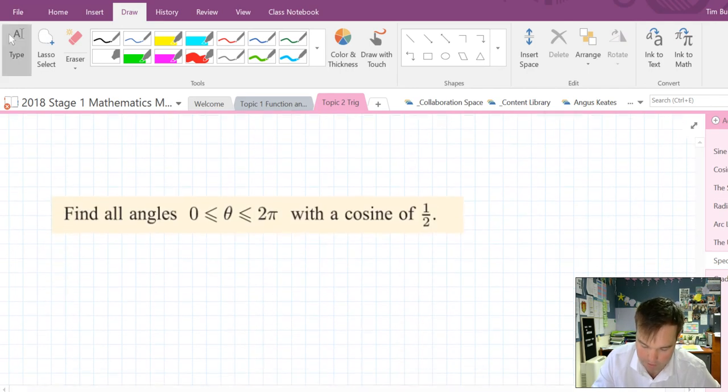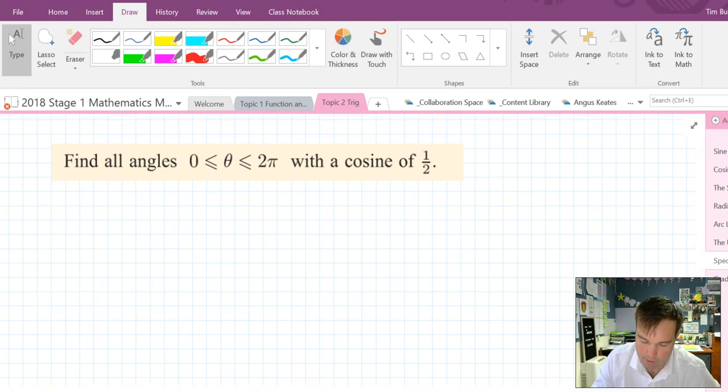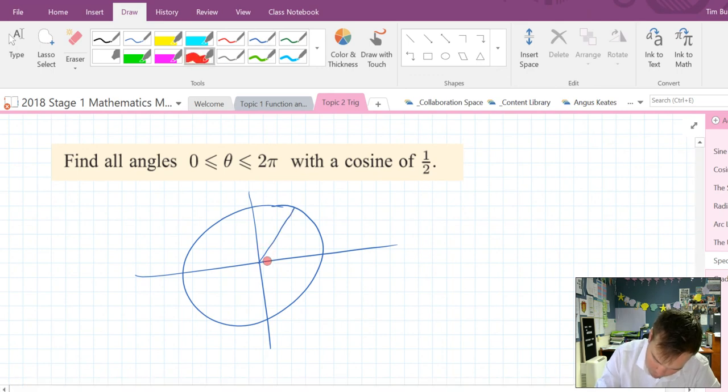Alright, sorry, it's a long video, but examples are good. Find all the angles between 0 and 2 pi with a cosine of a half. Alright, so we're looking here. And what we're looking for is, when we draw a triangle, this portion here is positive a half.